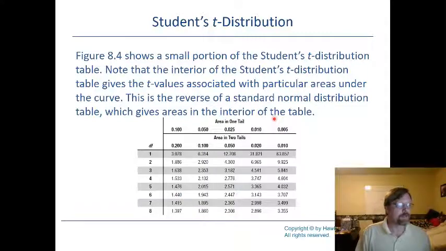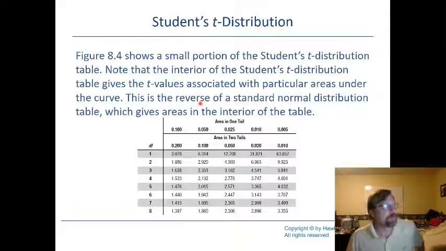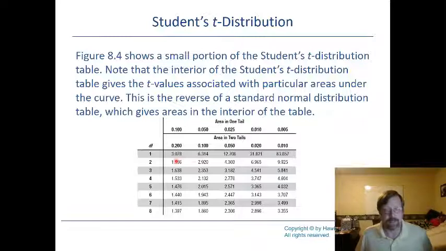Okay, so let's look at a small portion of the t-distribution table. These are the critical t-values associated with particular areas under the curve. This is exactly opposite of what the z-value table, the normal distribution tables A and B in the appendix, give.